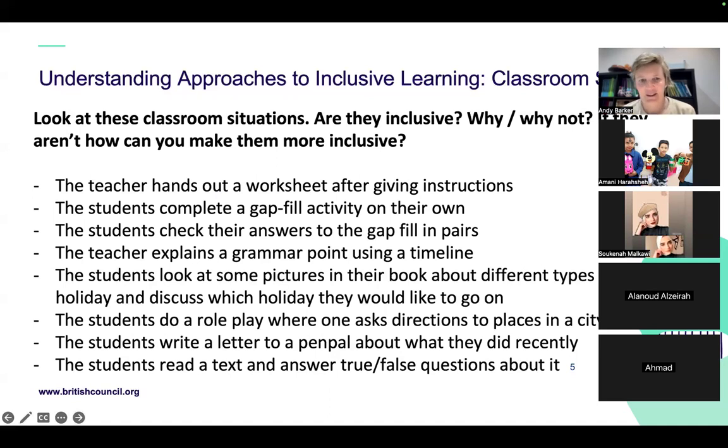First one is not inclusive because maybe some students don't get the instruction well. Yeah, if they just give instructions once, it might not be enough. And think about what kind of questions you can ask before you give out the worksheets. Yes or no questions, exactly. So concept or instruction checking questions, definitely.